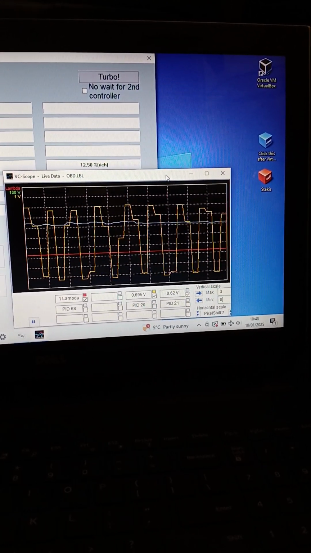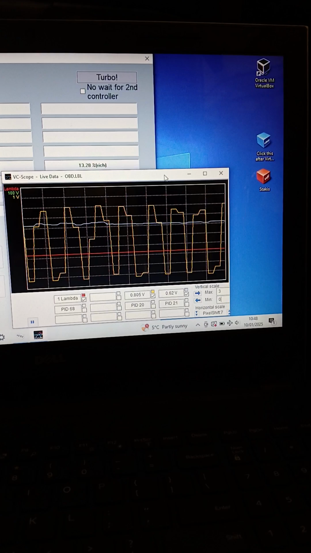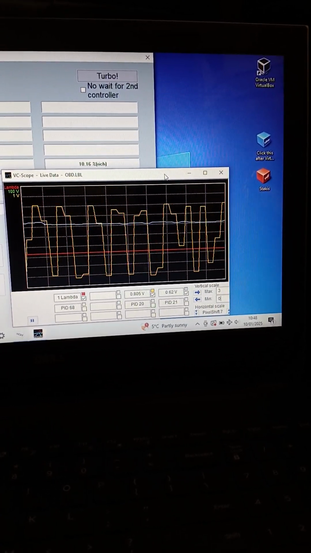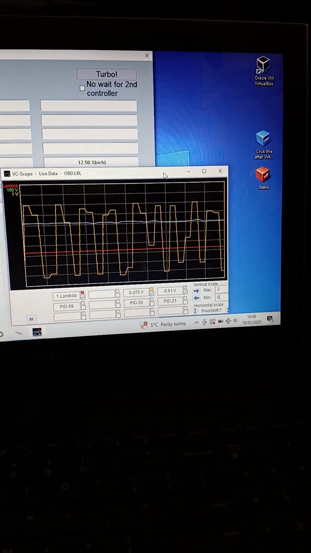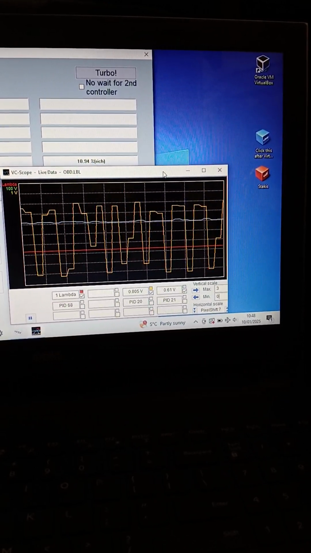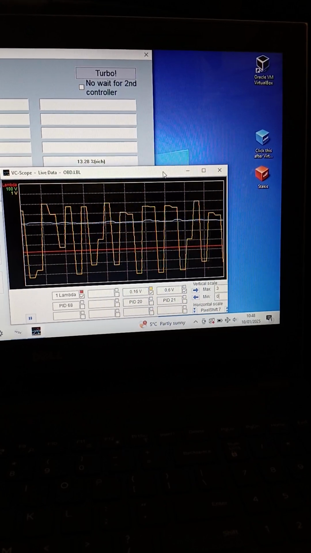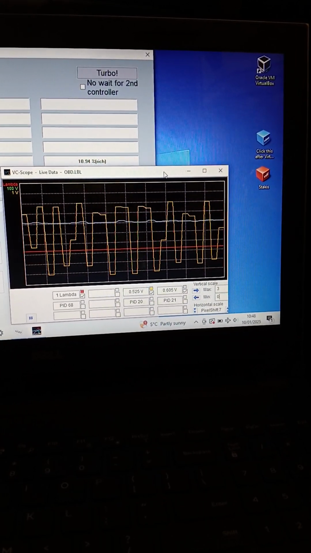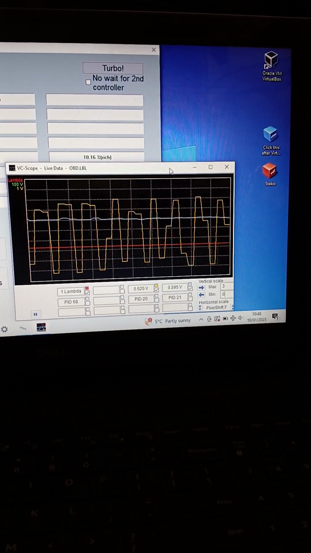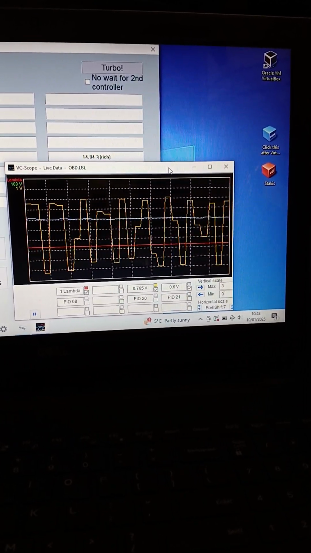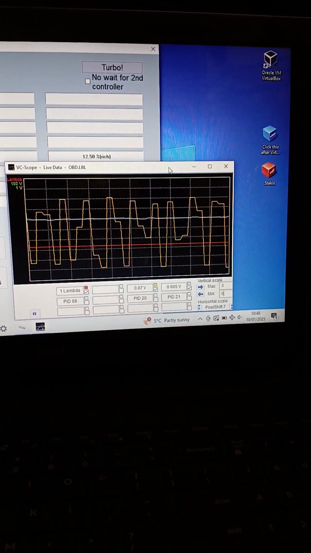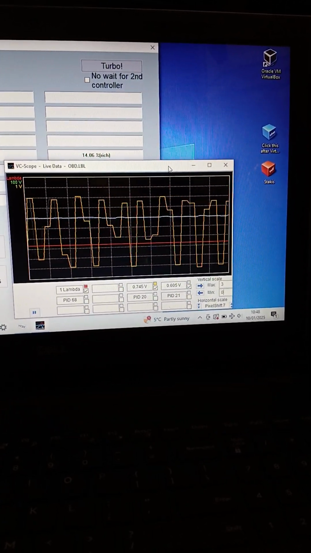And if you've got a problem with your catalytic converter, then your bank one sensor two post-cat O2 sensor will not be stable. It'll be fluctuating, and that'll indicate that your catalytic converter is not operating properly. It could be clogged, could have a hole in it, could be broken up, or it could be melted.